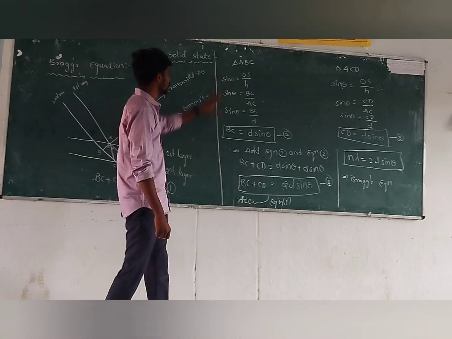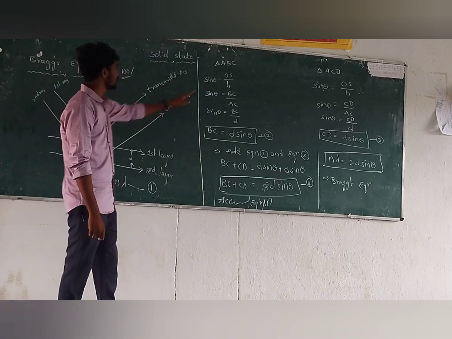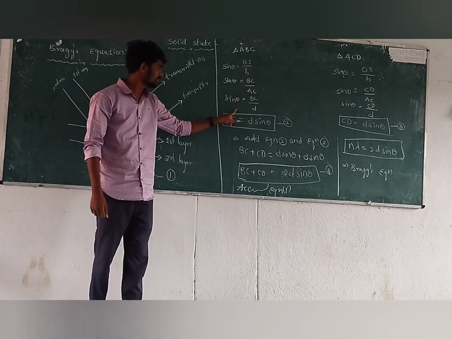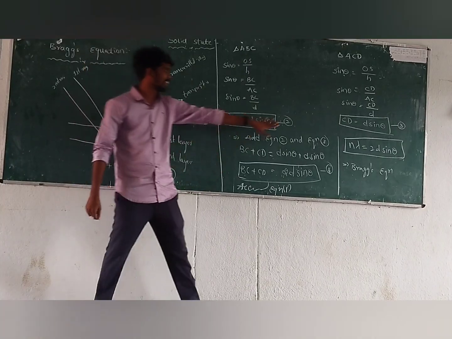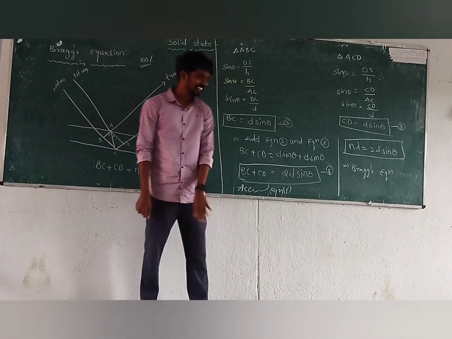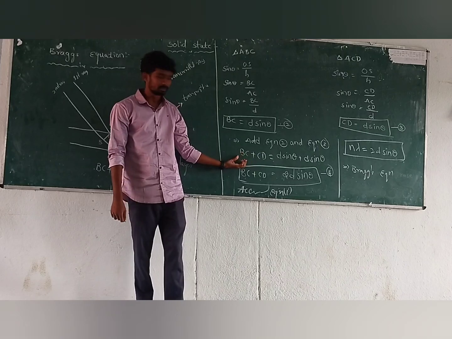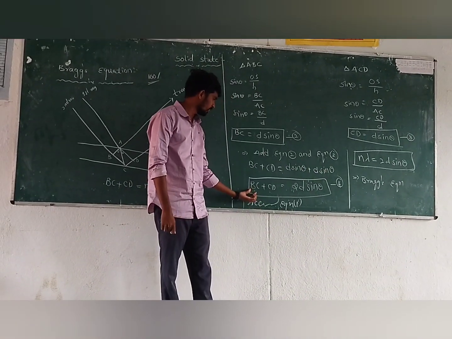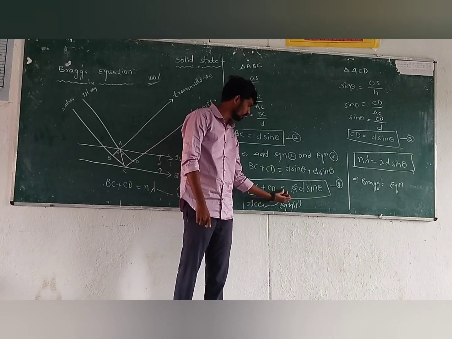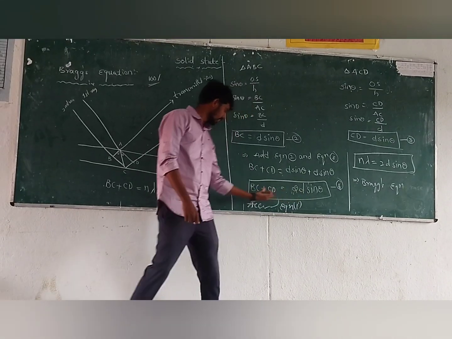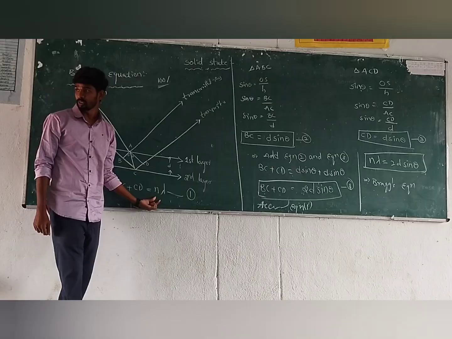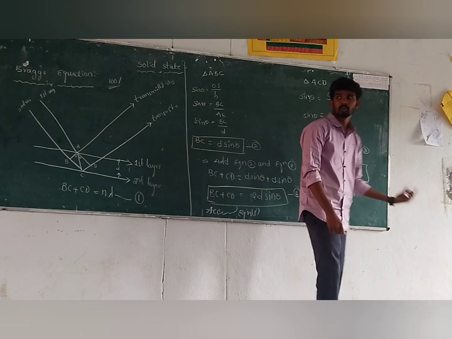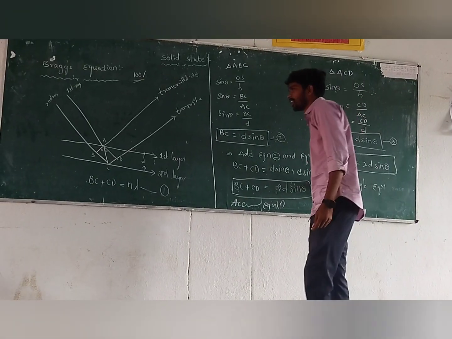This is equation 1. In triangle ABC, I find sin theta. Sin theta means opposite side by hypotenuse. So simply BC is equal to d sin theta. Here also CD is equal to d sin theta. Adding the two equations, BC plus CD is equal to d sin theta plus d sin theta, which is 2d sin theta. We already know BC plus CD is equal to n lambda. That's why n lambda is equal to 2d sin theta. This is the Bragg's equation.